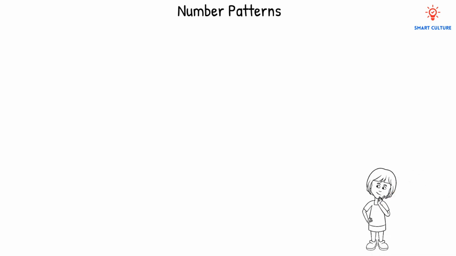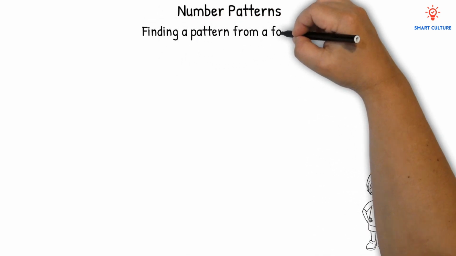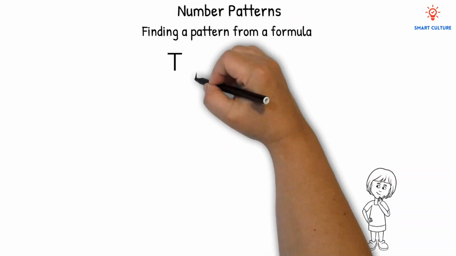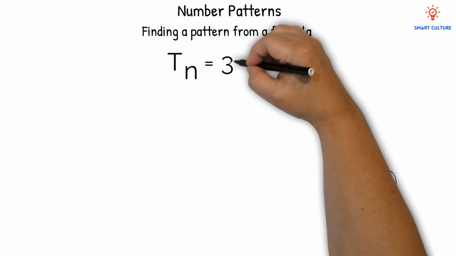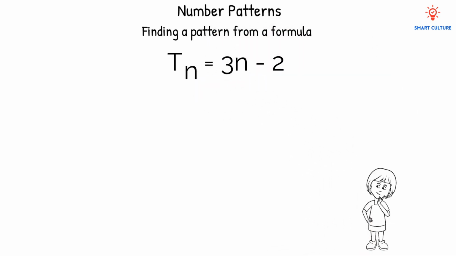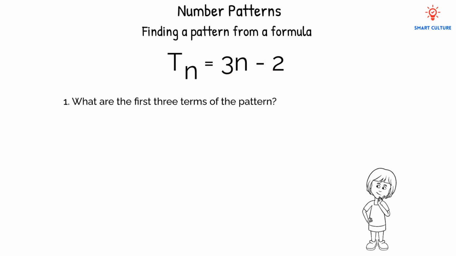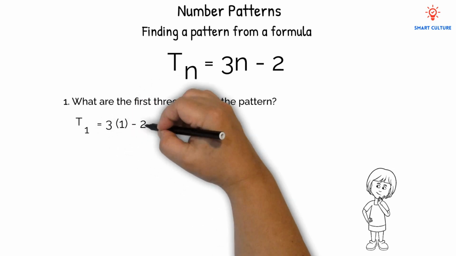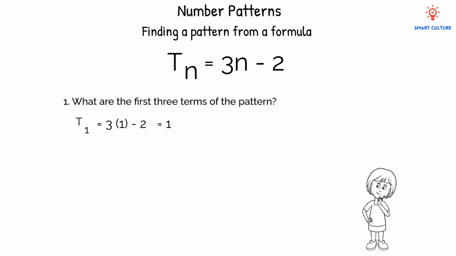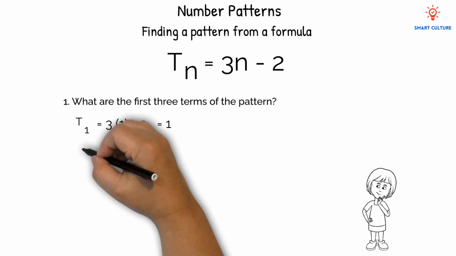Let's change it up a bit. What happens when they give you the formula and you must find a pattern? Here we have Tn equals 3n minus 2. What are the first three terms of this pattern? Let's start with the first term. You replace the n with 1 because this is the first term. T1 equals 3 times 1 minus 2, which gives you 1.